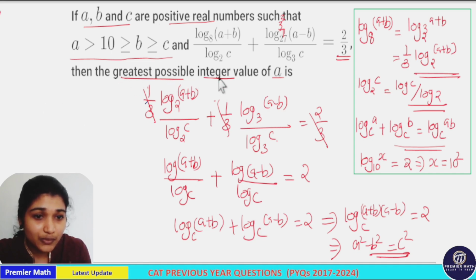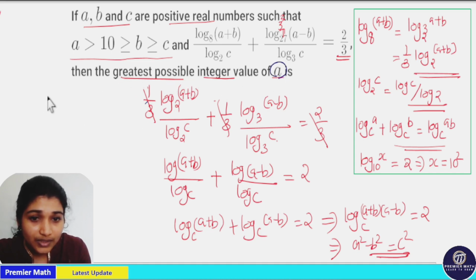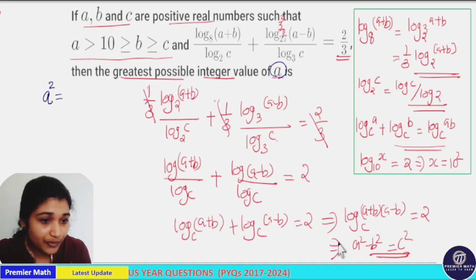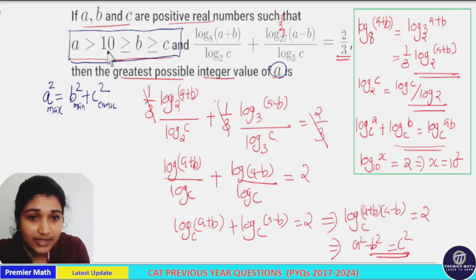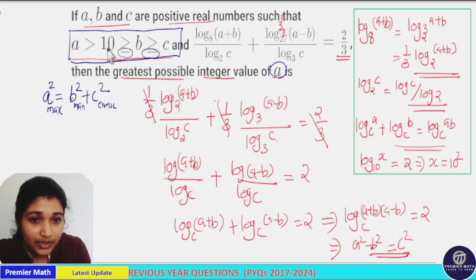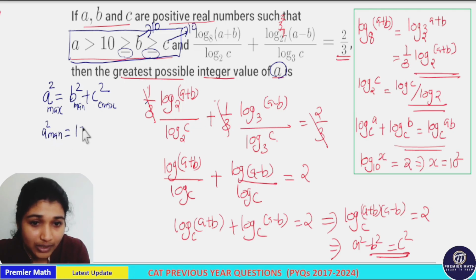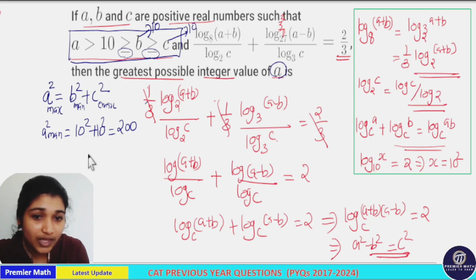Here we need the greatest possible integer value of A. So here A square is equal to B square plus C square, which means if I am taking A square maximum, this should be B square maximum plus C square maximum. Now, if you look at this property, here A is greater than or equal to B, greater than or equal to C, and B and C are at most 10. So here B can have a maximum value of 10 and C can have a maximum value of 10, which means A square maximum should be 10 square plus 10 square, that is 200. So 200 is the maximum value for A square.